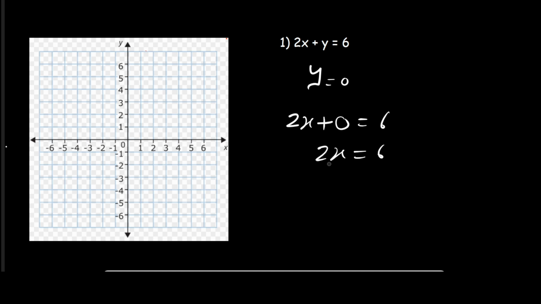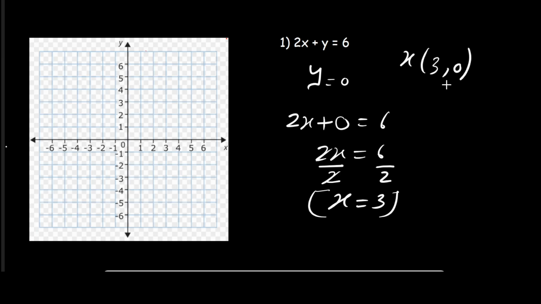Now, to undo this 2, I'm going to divide both sides of the equation by 2. So here 2 and 2 will cancel out and x equals 6 over 2, which is equal to 3. So here we have the x-intercept, which is (3, 0).